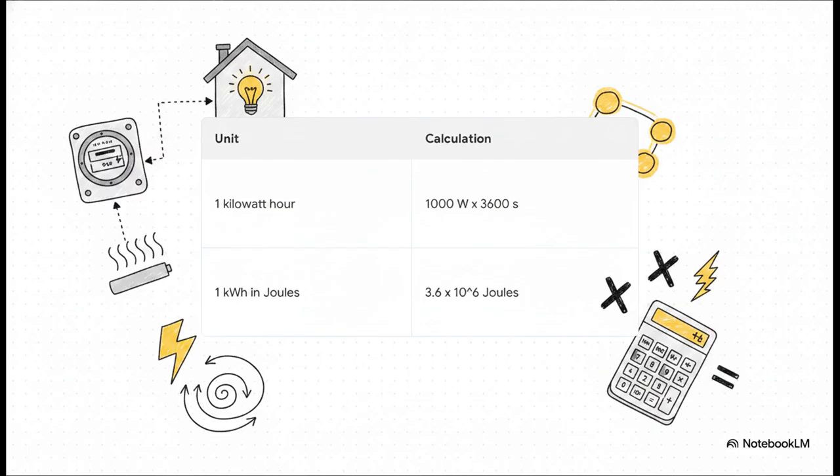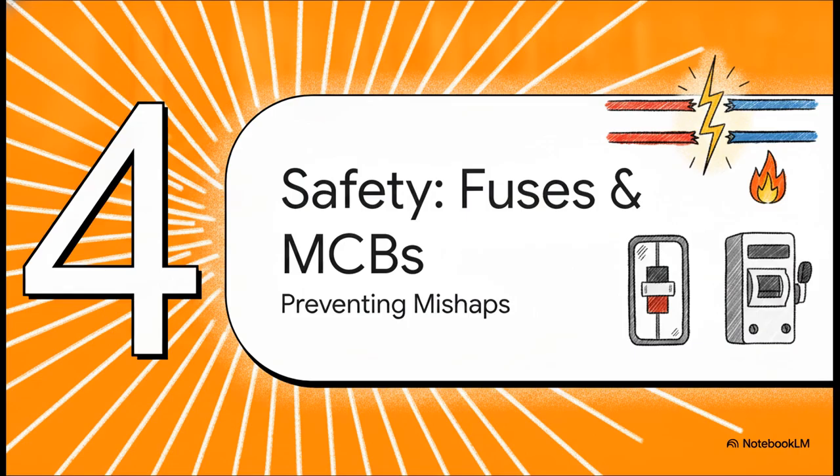1 kilowatt is 1,000 watts, 1 hour is 3,600 seconds. Multiply those together, and 1 kilowatt hour equals a whopping 3.6 million joules. So, next time your bill says you used 1 unit of electricity, you'll know you actually consumed 3.6 times 10 to the power of 6 joules of electrical energy. Pretty amazing, right?